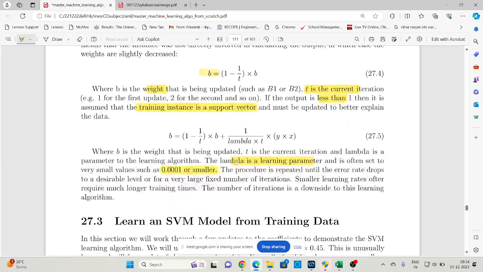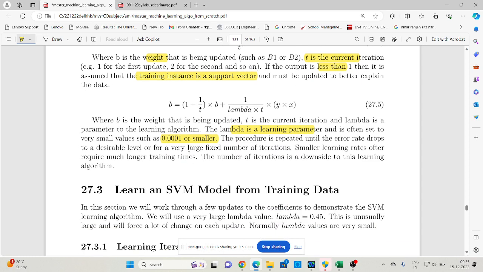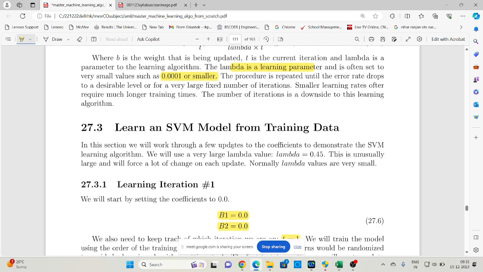Now, if your training instance is a support vector, then you will update your b using this: b = (1 - 1/t) * b + (1/(lambda * t)) * y * x. What is lambda here? Lambda is a learning parameter. The suggested value for lambda is very small, like 0.0001.